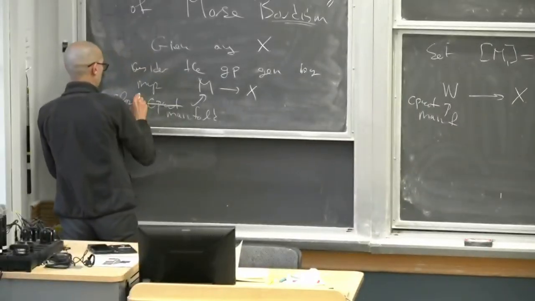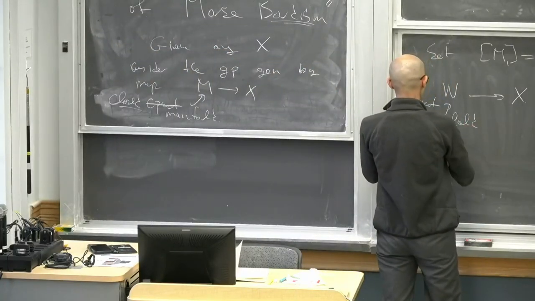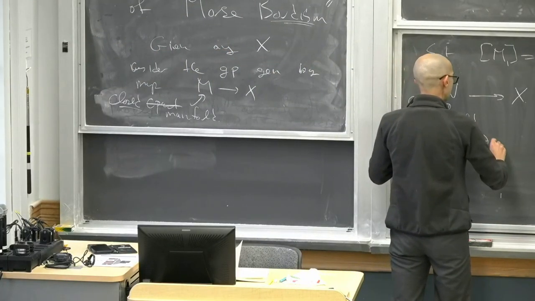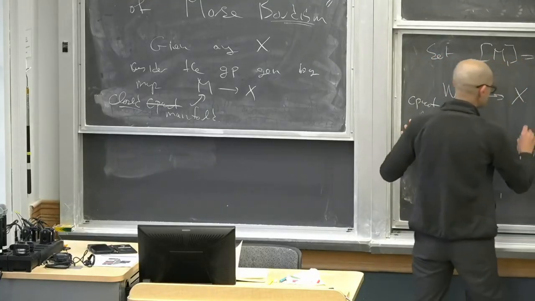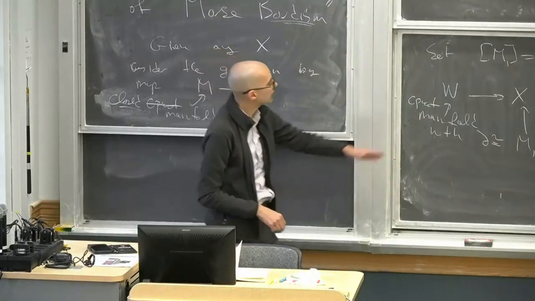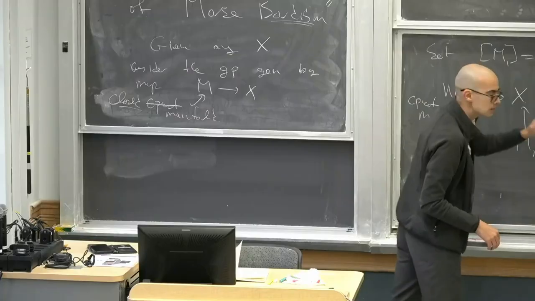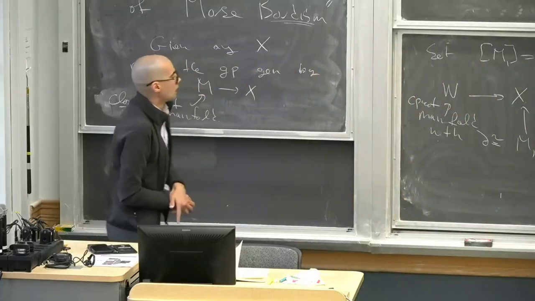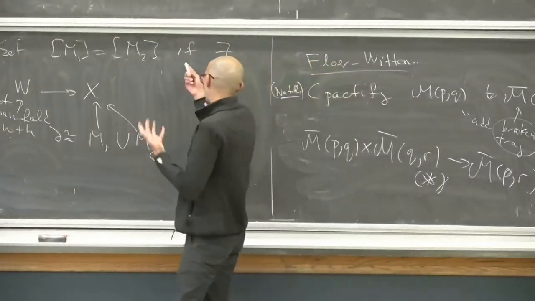Oh, this was supposed to be closed. I apologize. Closed, no boundary. Okay, a compact manifold with boundary identified with M1 union M2, and this map from M1 union M2 to X is the one that we started with. So really I should write M1 with the map to X and M2 with the map to X that I'm using.